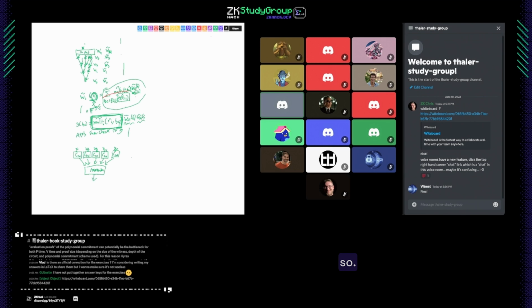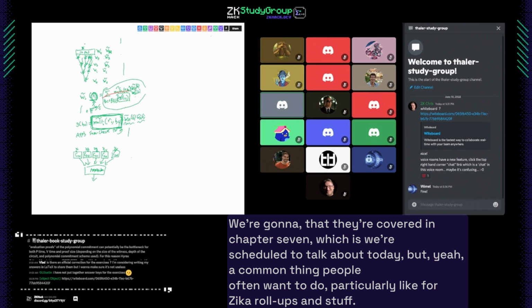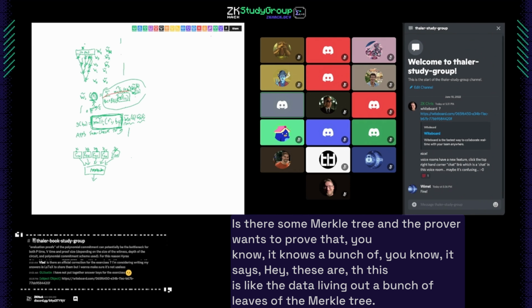So, some examples of this. Let's say you have a Merkle tree, which we haven't discussed in detail before; it's covered in chapter 7, which we're scheduled to talk about today. A common thing people often want to do, particularly for ZK rollups, is this: there's some Merkle tree and the prover wants to prove that it knows a bunch of data, saying, hey, this is the data living at a bunch of leaves of the Merkle tree.